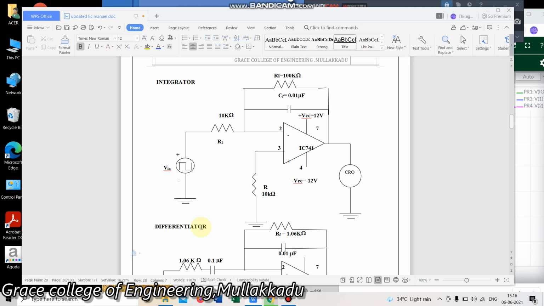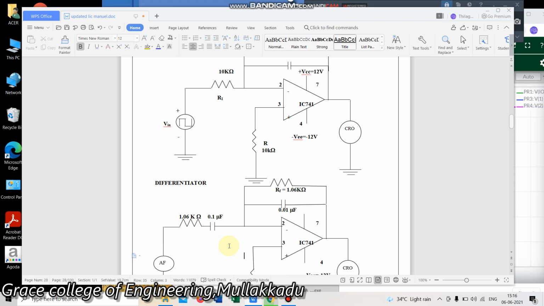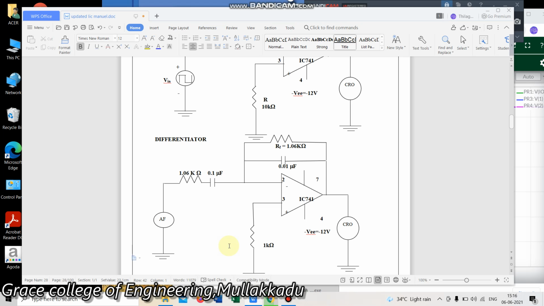Similarly, for the differentiator, we are going to give the connection. Here, instead of R1, we are going to give a resistance and capacitance series combination. Resistance value is 1.06 kilo ohm and capacitance value is 0.1 microfarad. With a similar connection, we can verify the output for the differentiator.